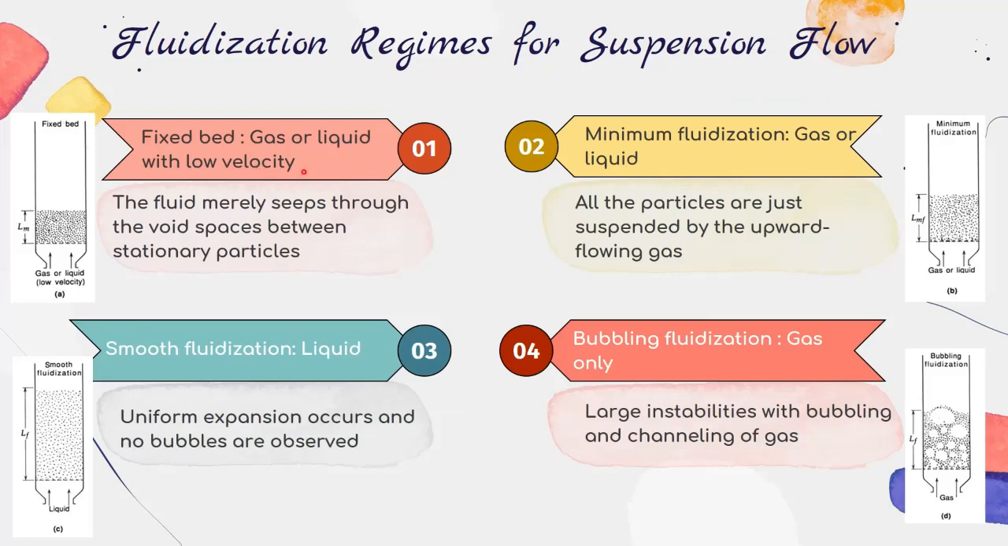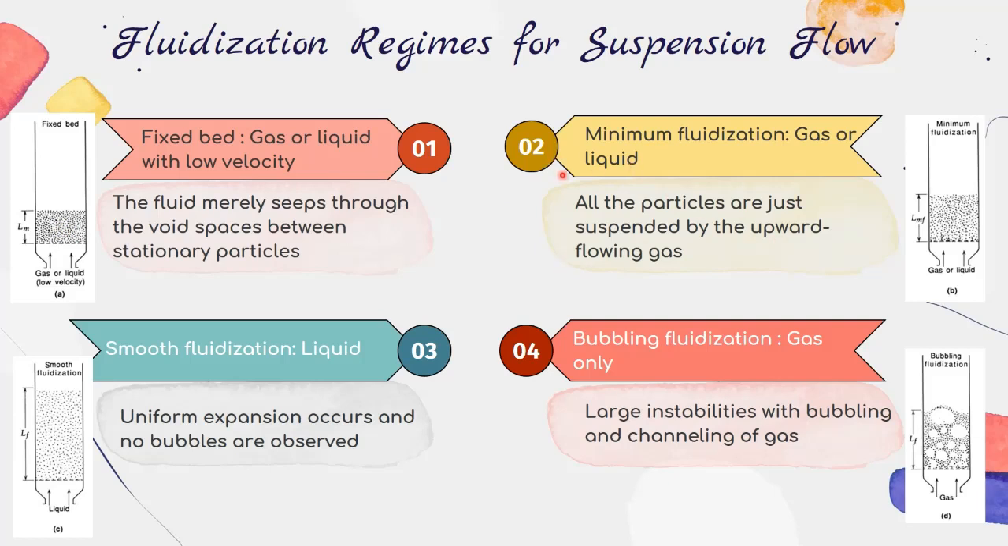Okay, next, further explanation about fluidization regimes. The first one is fixed bed, applicable for gas or liquid reactants with low velocity. When a fluid is passing upward through a bed of fine particles at a low flow rate, the fluid merely seeps through the void spaces between stationary particles. Here, the picture shows the void spaces are very small and the reactant just passes through these void spaces at low velocity.